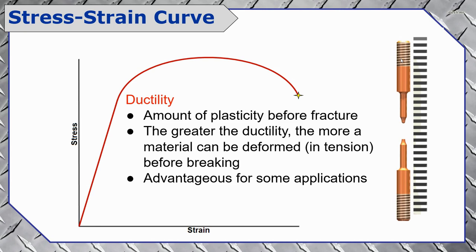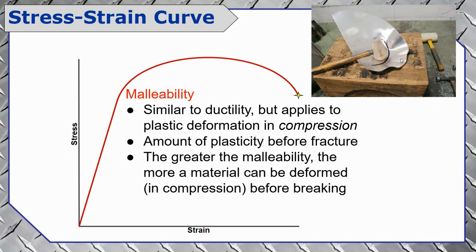For a lot of applications, this is actually very advantageous. We usually don't want our materials to just instantly fracture after reaching their yield point. That would be what we'd call a brittle material. The idea of malleability is very similar to ductility, except that it applies to plastic deformation in compression. Malleability is the amount of plasticity before fracture when something is pressed, squeezed, hammered, etc.